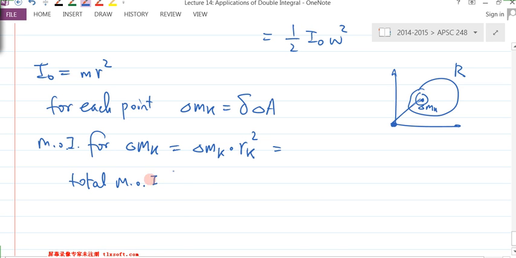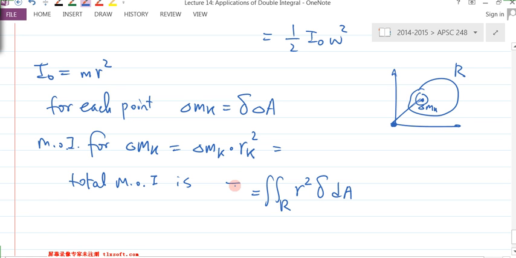So the total moment of inertia is a double integral now: r squared delta dA. That's basically coming directly from here. This is the total moment of inertia. What is delta? It's the density describing this plate. What is r squared? It's the distance from any point inside this region R to the origin, right? That's r squared.